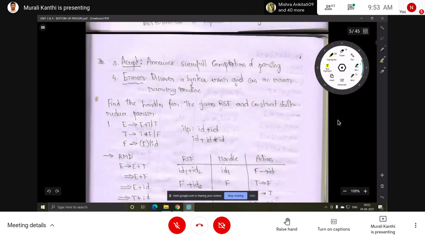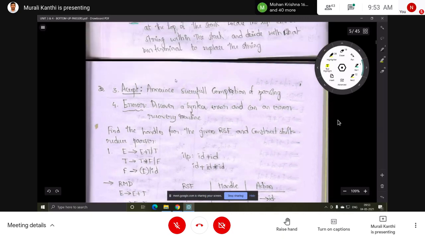Error: discover a syntax error and call an error recovery routine. Some symbols are still there in the stack, or the input buffer is completed but some symbols are there in the stack, or some symbols are there in the input buffer. In that case, an error message will be shown, and the corresponding error recovery routine is called to handle it. So this is a shift reduce parser.